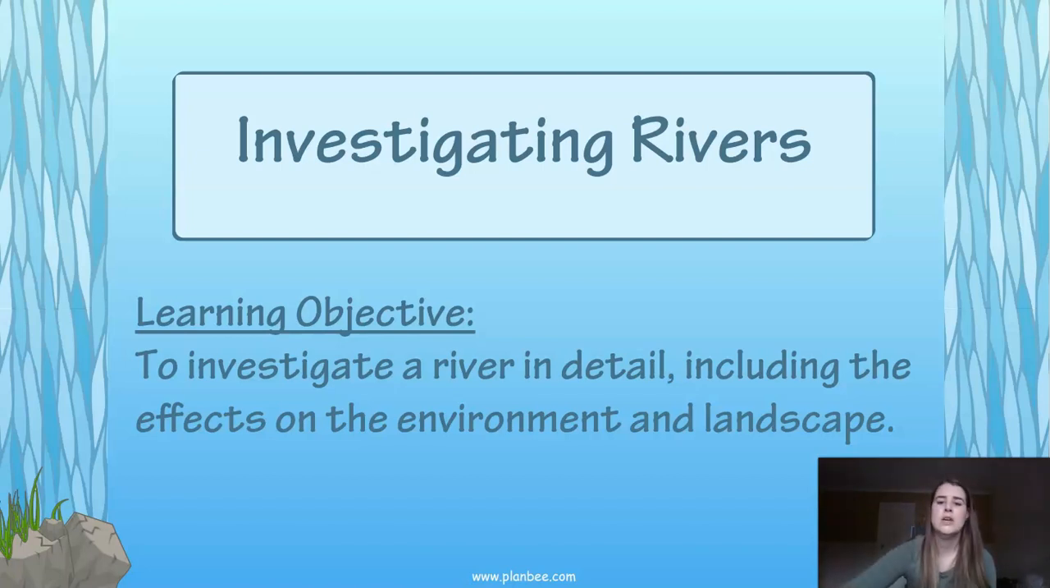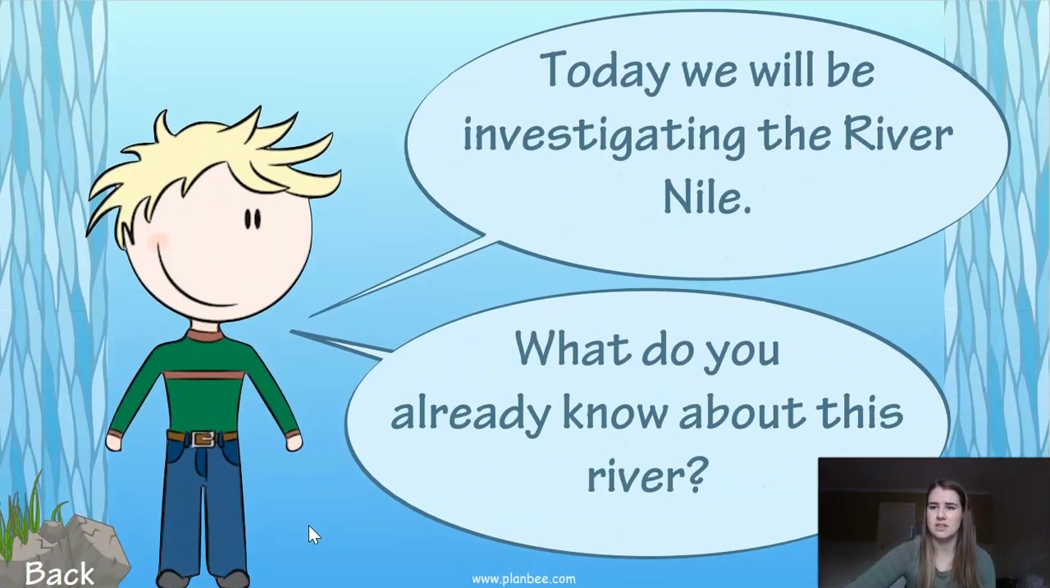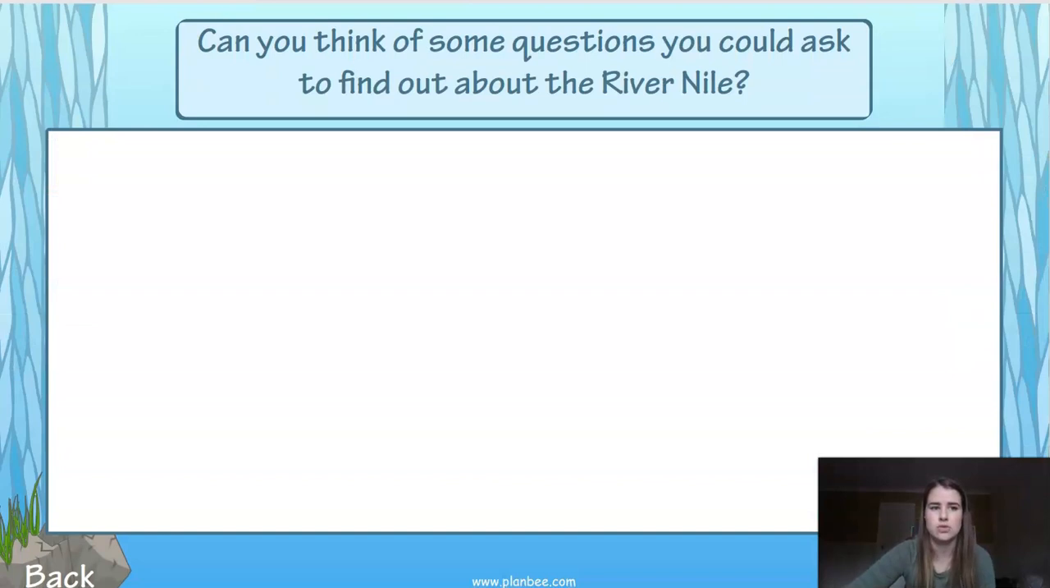Okay, so the river that we are primarily going to be looking at today is the River Nile, which you all know. I know you would have studied this when you did your Egyptian topic in Year 3. So what I want you to do is pause the video and write down 2 different things, okay? I want you to write down first everything that you already know about the River Nile. So think way back to your Year 3 topic when you would have done your Egyptians.